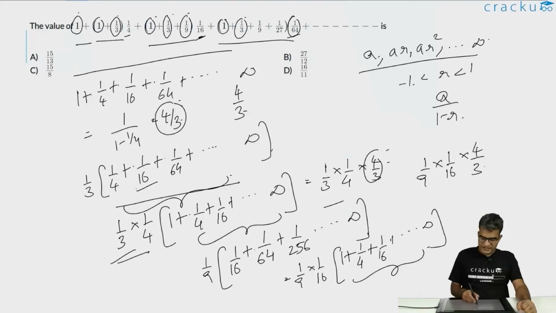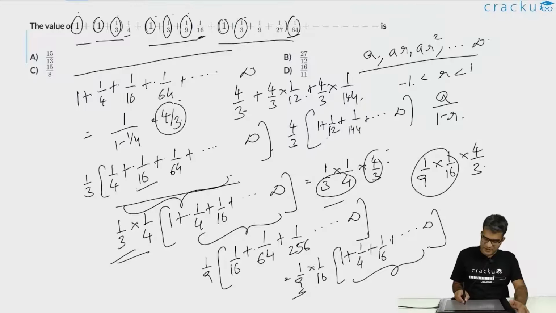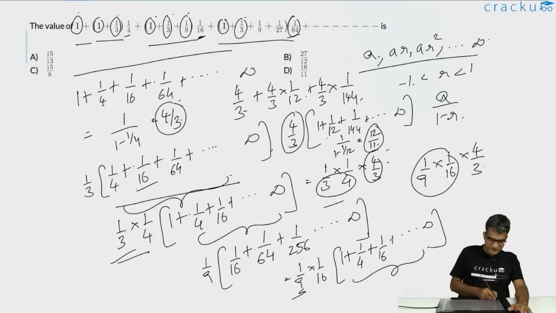The contribution of 1 by 3 is 4 by 3 into 1 by 12, which is equal to 3 by 4. The contribution of 1 by 9 is 4 by 3 into 1 by (9 into 16), and 9 into 16 is 144, that is actually 12 square, so 1 by 144. So now if you look at it, you can take 4 by 3 common, and overall what we are getting is 1 plus 1 by 12 plus 1 by 12 square, which is 144, and so on till infinity. This is again a geometric progression where the common ratio is 1 by 12. So its sum will be 1 divided by 1 minus 1 by 12, which is equal to 12 by 11. So the answer is 4 by 3 into 12 by 11.